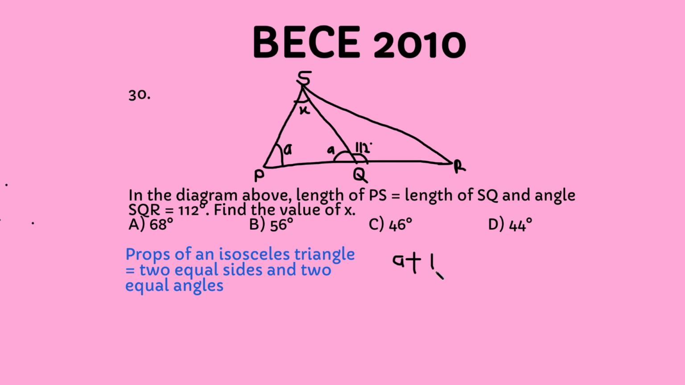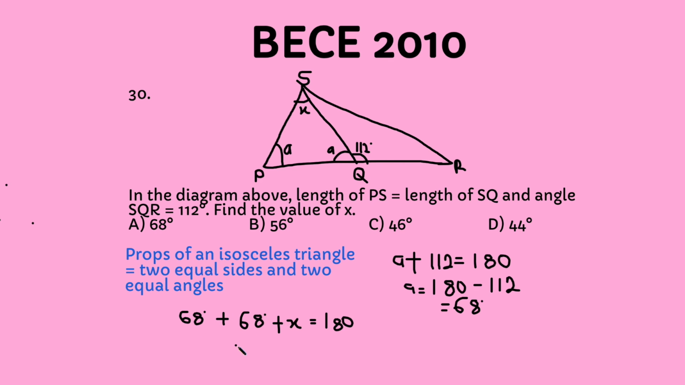We have A plus 112 is equal to 180 degrees because all angles on a line sum up to 180. Our answer for A will be 68 degrees. Now we would solve for x by adding 68 twice plus x is equal to 180, because all the angles of a triangle also sum up to 180. And for our final answer for x, we have 44 degrees, which is D.